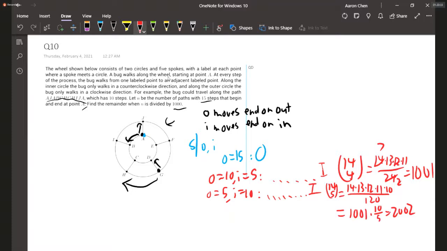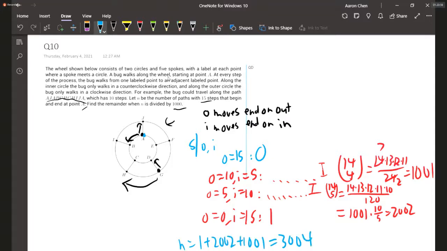And the final case is when O equals 0 and I equals 15. So there's clearly just one term because it's just 3 rotations of the circle. And so the answer here is n equals 1 plus 2002 plus 1001, or 3004. We were trying to find the remainder when n is divided by 1000, so the answer is 004.